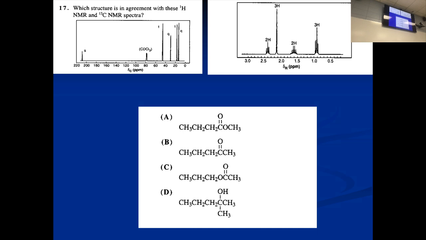It can't be an ester, right? What's an ester? A is an ester, B is a ketone, and C is an ester. So what can I eliminate now? I can eliminate A and C. So if I've eliminated D, A, and C, that means the answer has to be B. That's right.